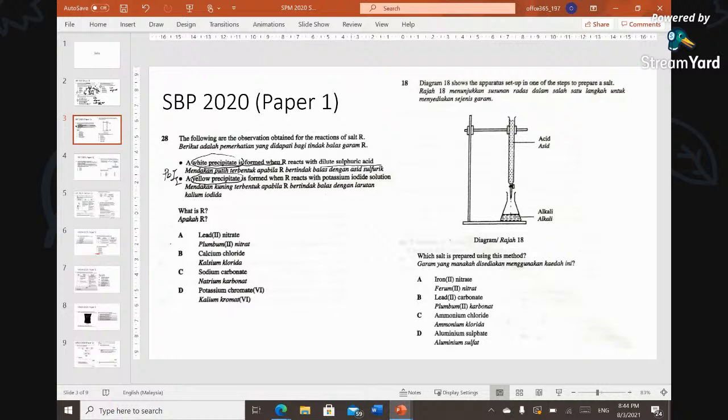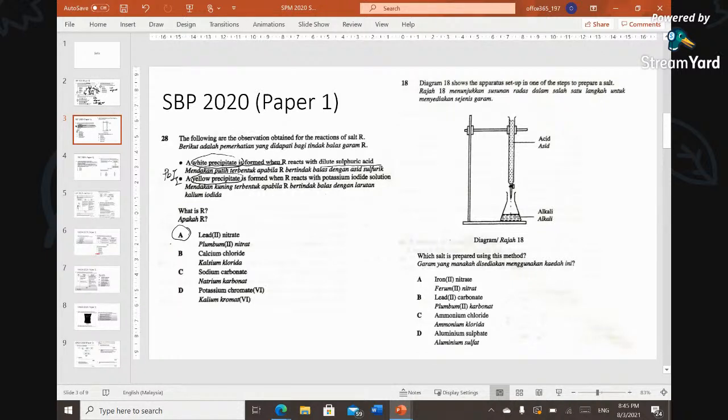Okay, what is R? It contains lead, so it's supposed to be lead nitrate. And they say yellow precipitate, white precipitate, you have many different choices. Nitric acid is a strong acid. HNO3 is a strong acid.